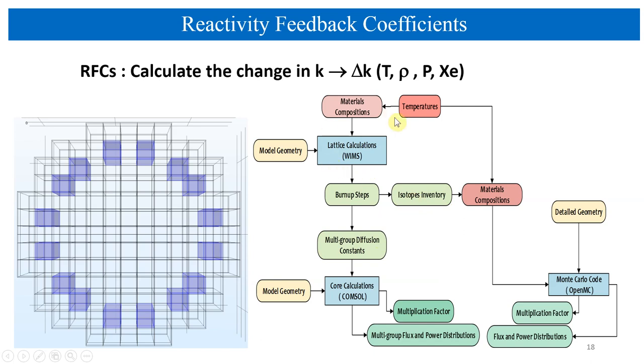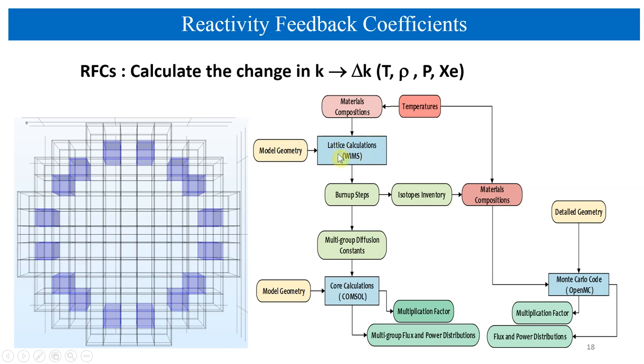So you have to make different models using lattice calculation, not only for the fuel of a certain composition like this one, but also for this fuel in different environments, like a change in the temperature or the density of the moderator, or the power, or the xenon concentration or samarium concentration or whatever. So that's how we can calculate.